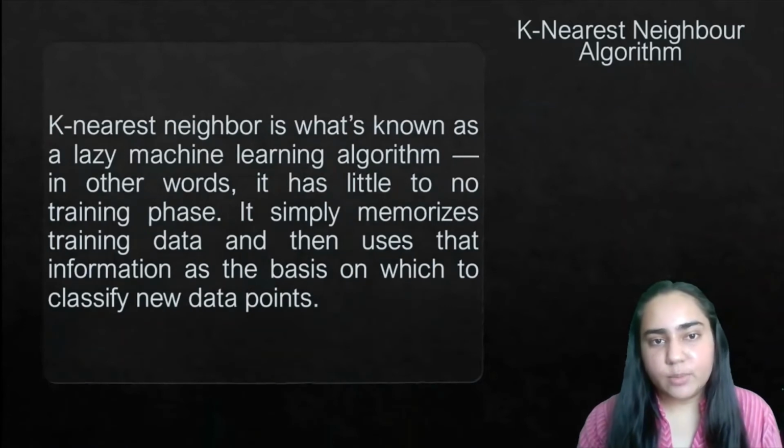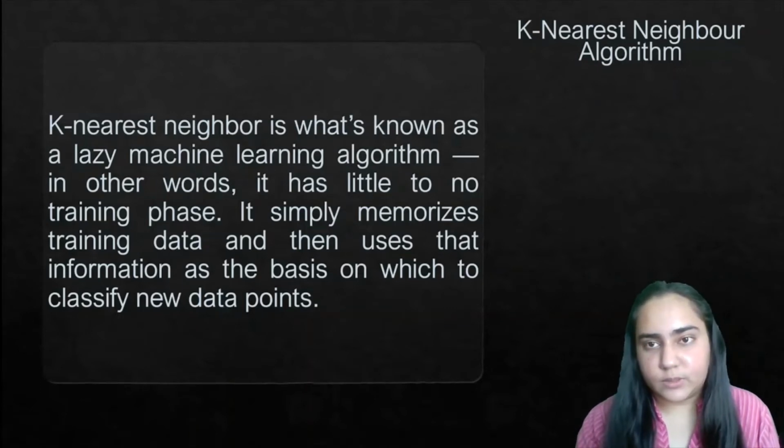The k-nearest neighbor algorithm is also known as a lazy machine learning algorithm because it has little to no training phase. It simply memorizes training data and then uses that information as the basis on which to classify new data points.